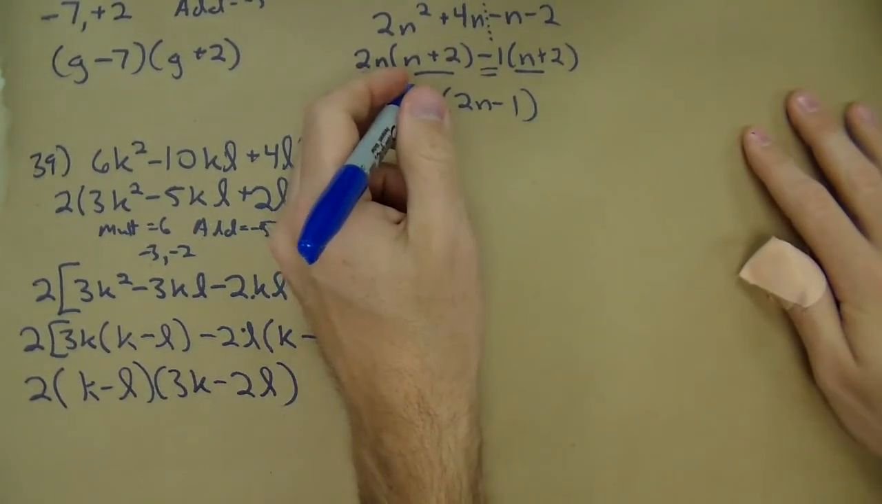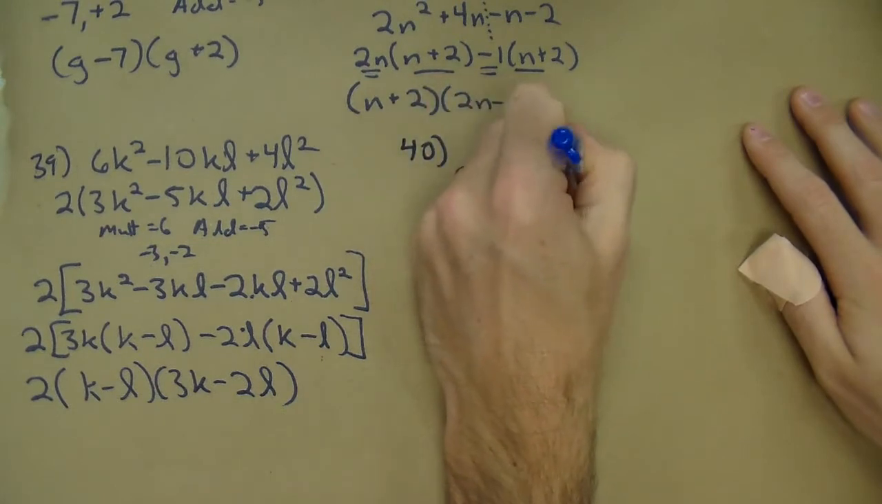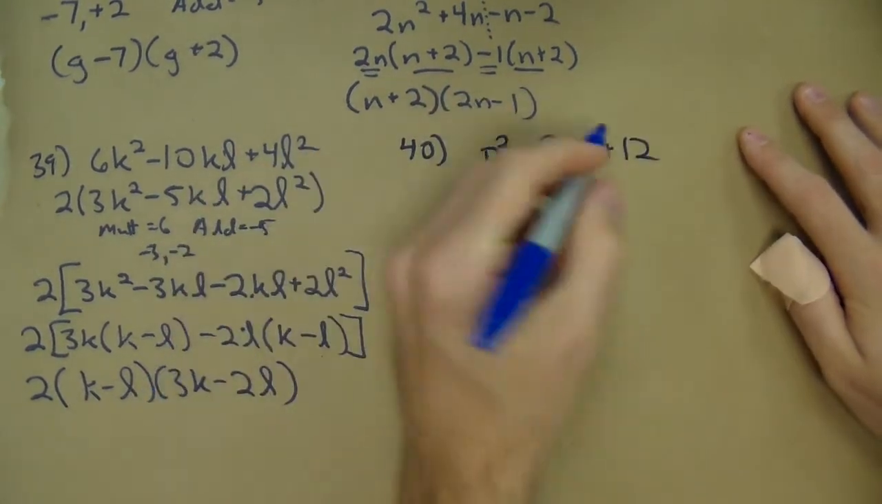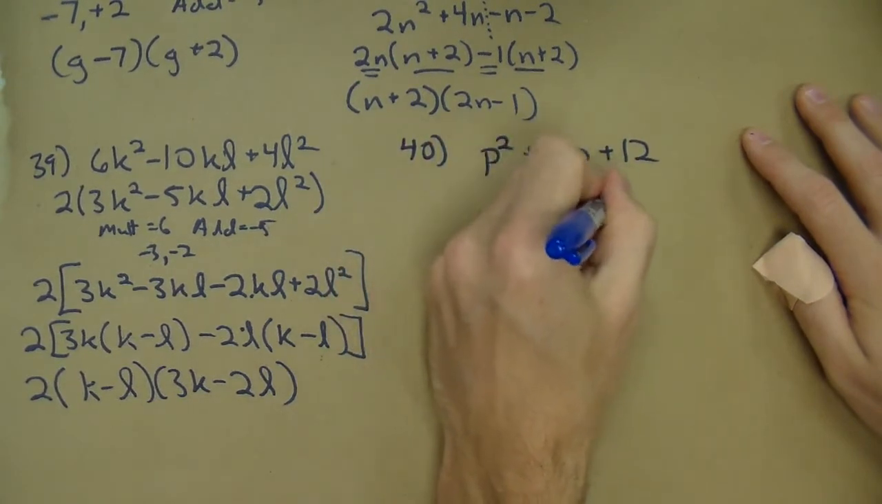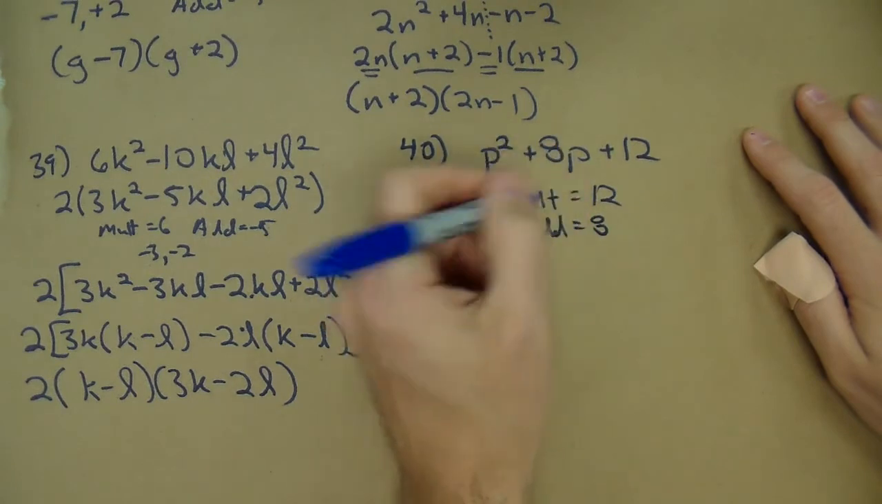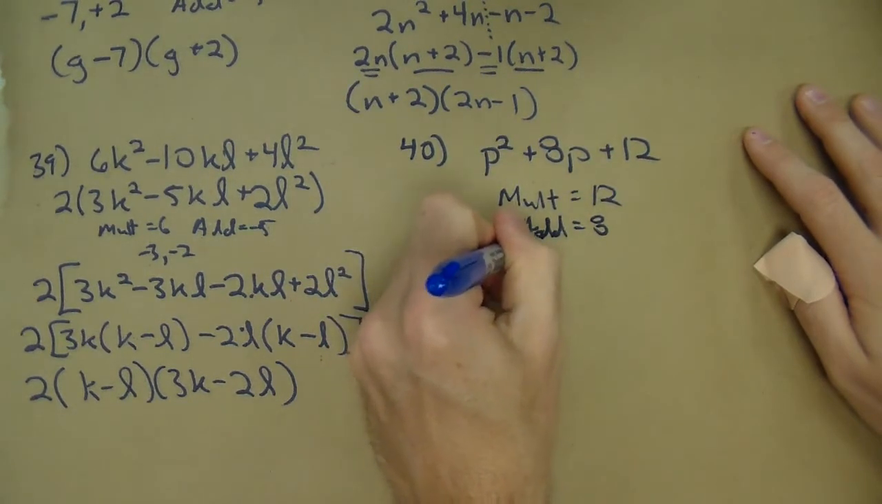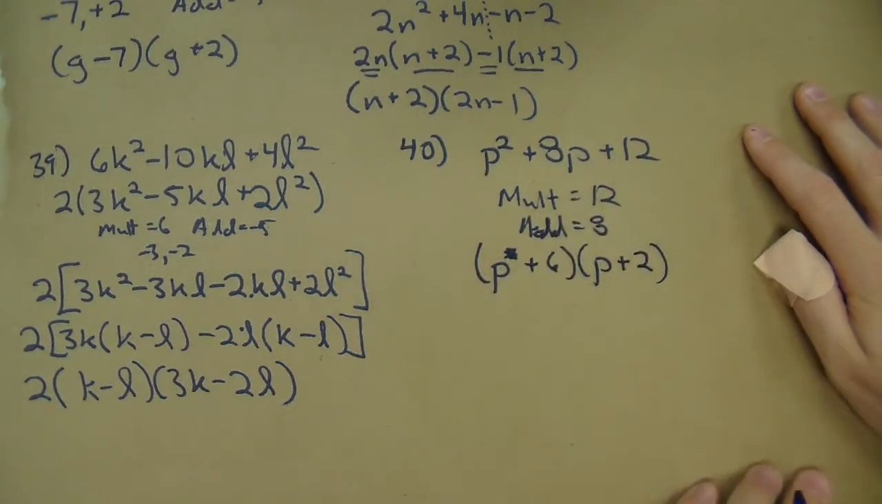Number 40, we have p squared plus 8p plus 12. So I'm looking to multiply to 12, adds to 8. Looking at that, I could do 6 and 2, so I could do p plus 6, p plus 2.